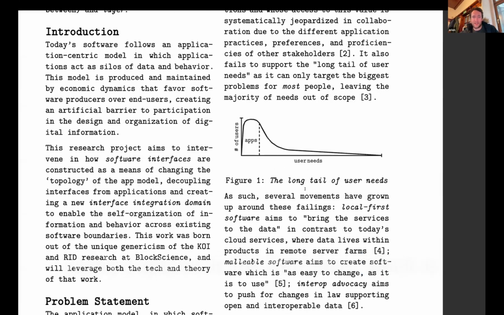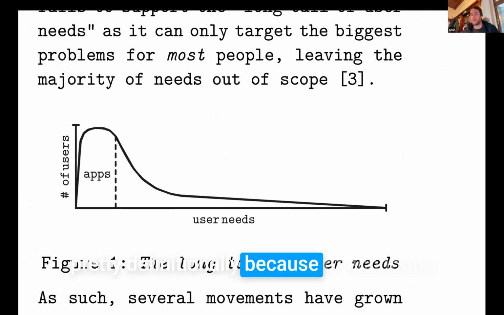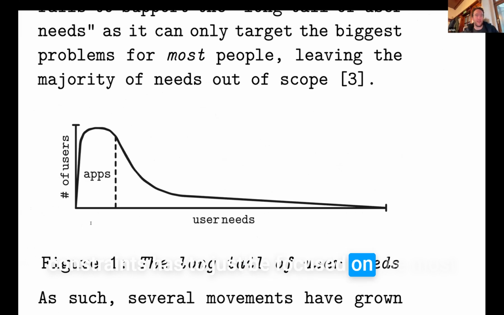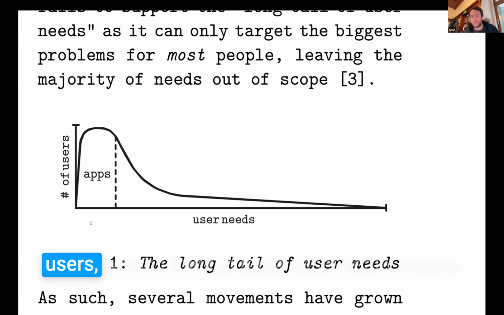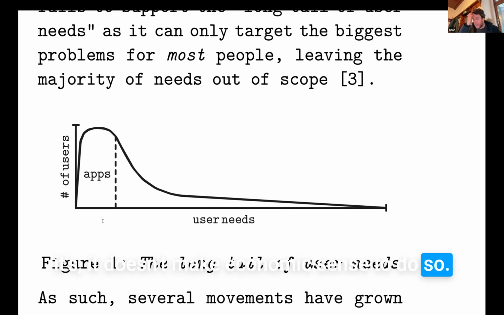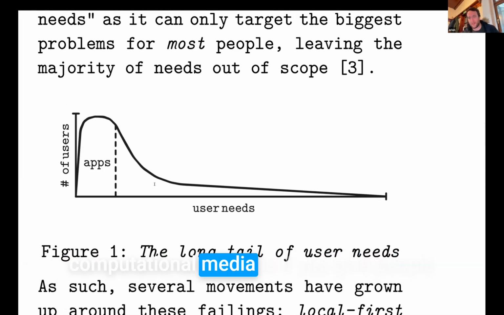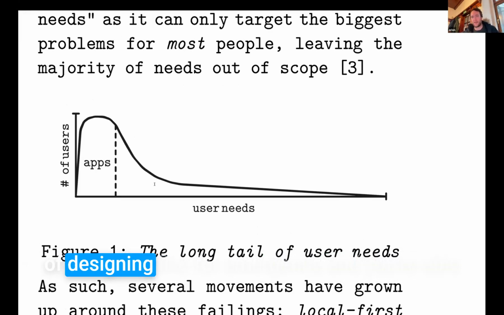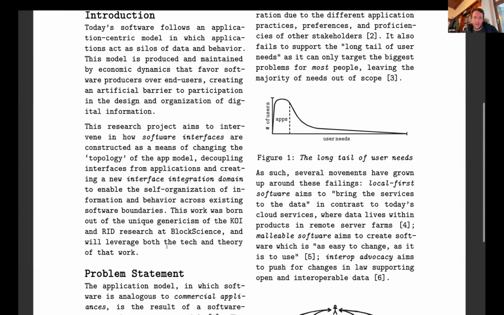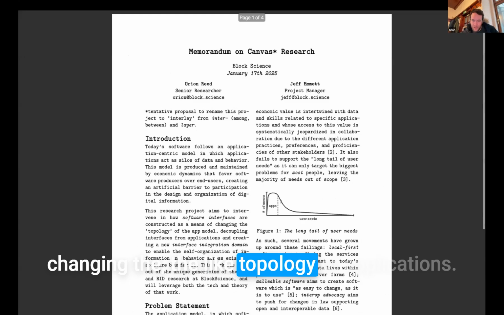Part of the motivation is nicely captured in this little chart, which is that the application model of software, pretty definitionally, because of economic constraints, has to be focused on the most common user needs that apply to the most users. In most cases that means the vast majority of user needs are not accounted for or helped, because it doesn't make economic sense to do so, at least not when you're building tools and systems in the app-based model. That's a big part of the ideas behind computational media: if you give people better materials to work with, then you're designing for emergence, and you're able to give people more tools to change their systems to their needs. The way I think about this is changing the topology of applications, right?